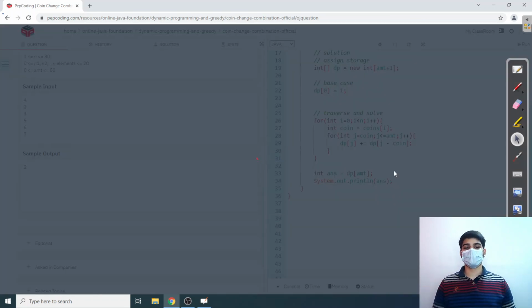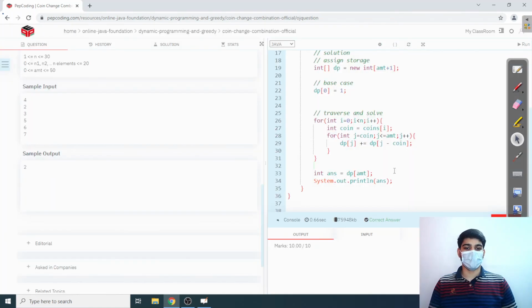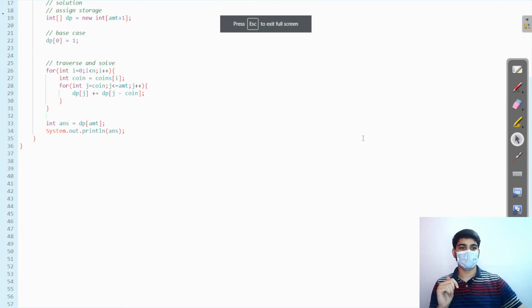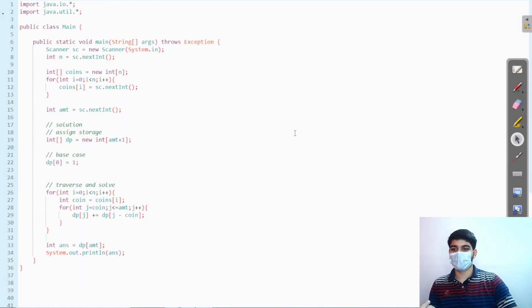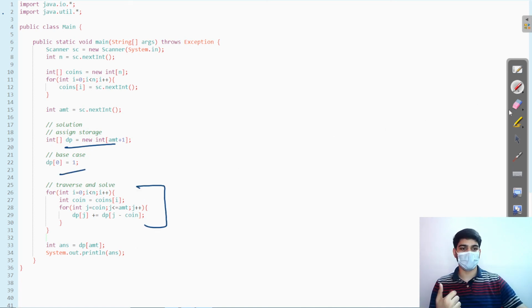Let's submit it for all the test cases and see. It's taking a bit of time. Okay, so it submits. We are getting a correct answer, 10 out of 10, right? So if you look back, the error that we were getting was because of swapping of the variable j with i, right? So that was the error, right? Now, if you look back again, what we did was assign storage, define base case, and then traverse and solve, right? Basic DP question, right?